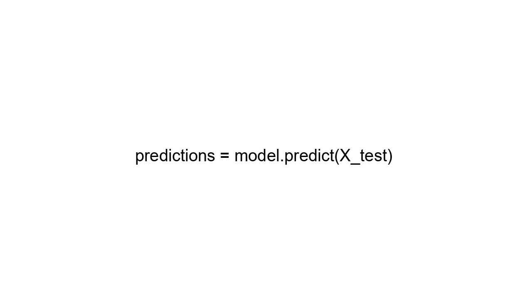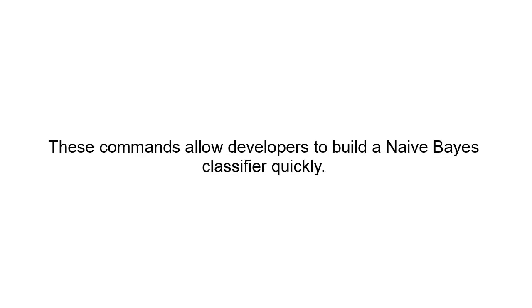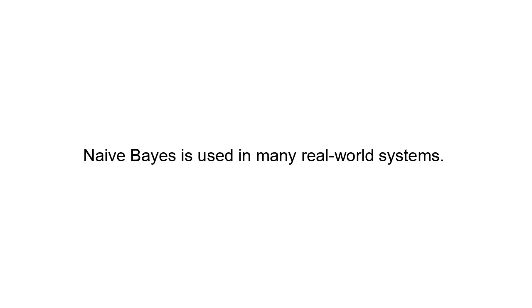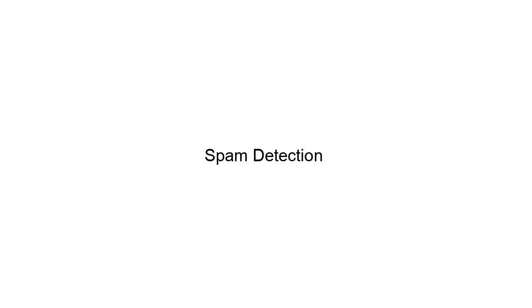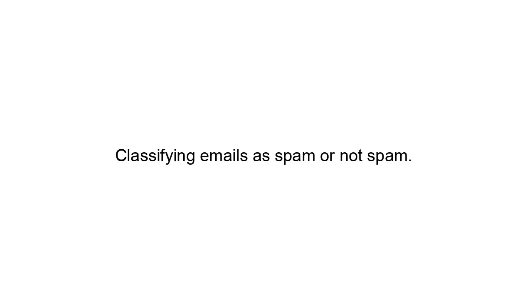Example Python code. Example using scikit-learn. Import the algorithm from sklearn.naive_bayes import GaussianNB. Train the model: model = GaussianNB(), model.fit(x_train, y_train). Make predictions: predictions = model.predict(x_test). These commands allow developers to build a naive Bayes classifier quickly.